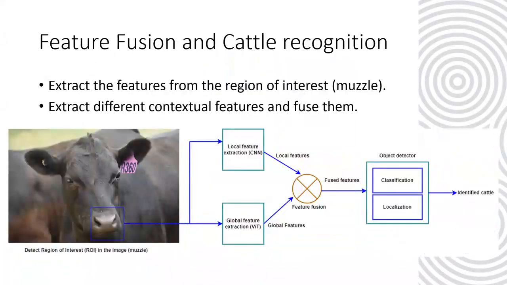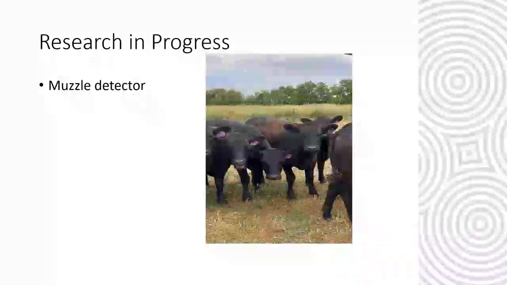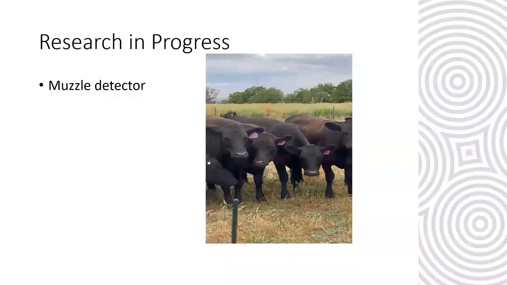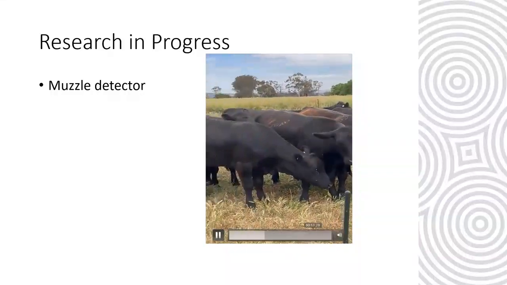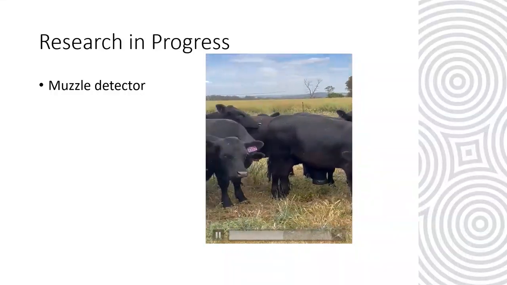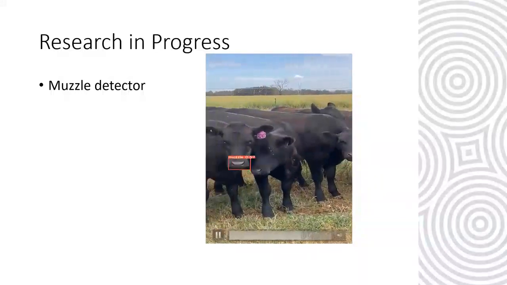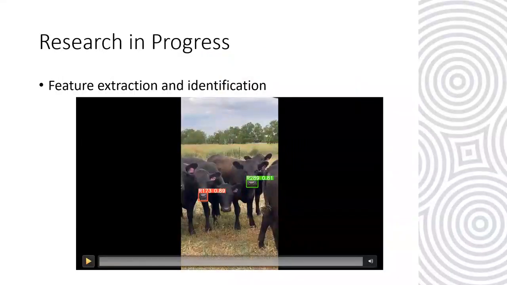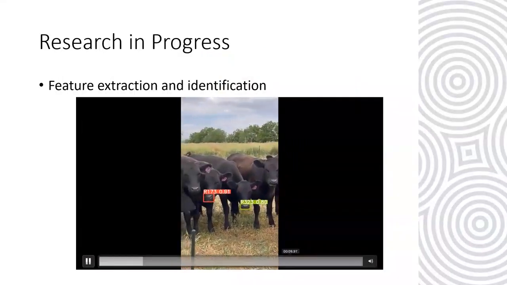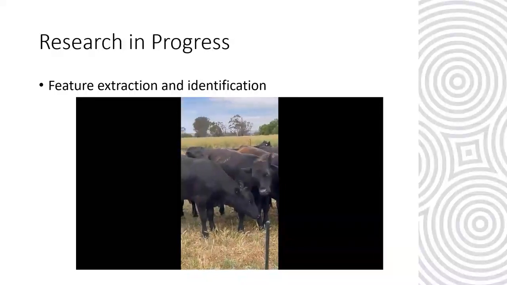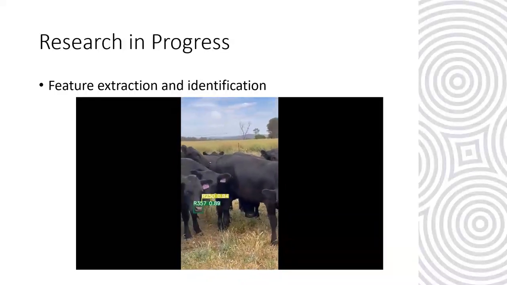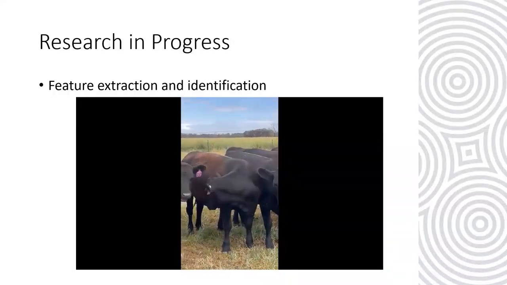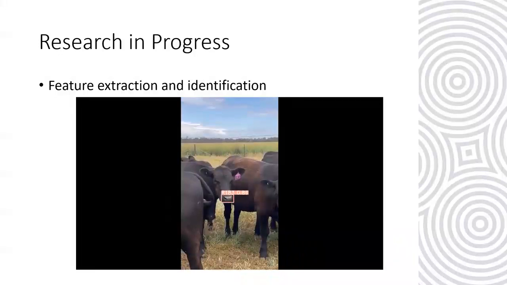Then followed by the identification system. I have a small identification video. You can see the cattle being identified. This is only the muzzle being detected. In the second one, you can see the bounding boxes that are referring to the identification of cattle, and this is the real implementation of the deep learning model in the CSU farm.